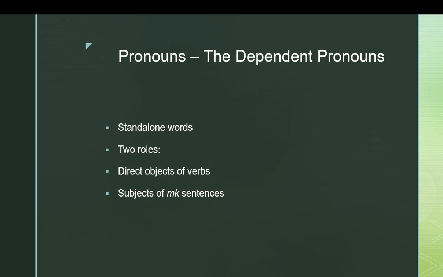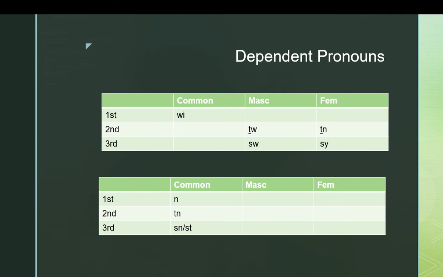The dependent pronouns are standalone words, but they're standalone words that only can exist in limited circumstances. They're always governed by something else. They have two roles. They're the direct objects of verbs. Again, more on that later. And they're the subjects of sentences that begin with the particle mech, which we'll get to later in this video. This is contrasted with suffix pronouns, which are the subjects of sentences beginning with the particle u. That's about all there is to say on their roles, because they're kind of contingent on other information. So this is the way you write them.